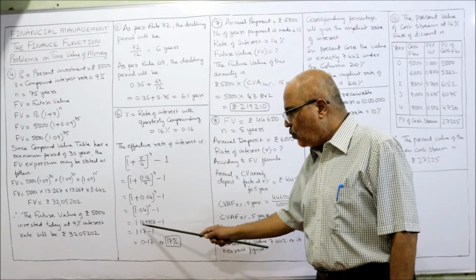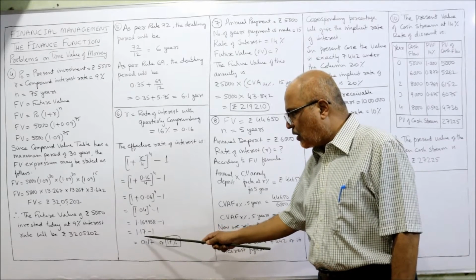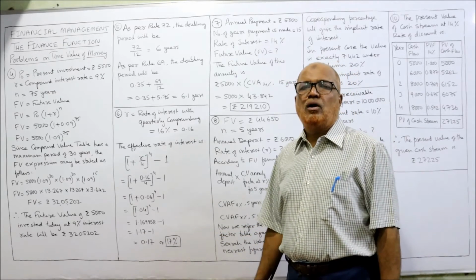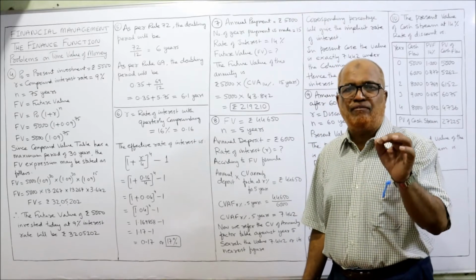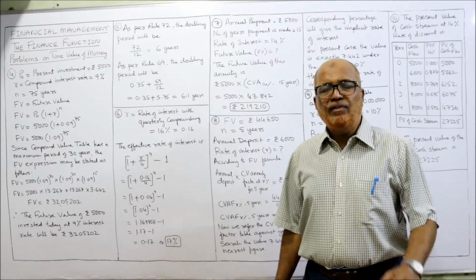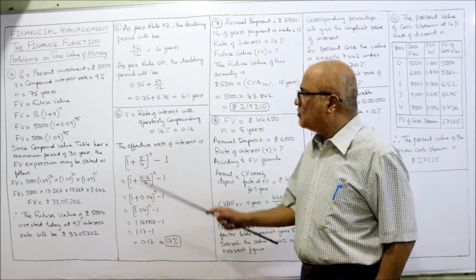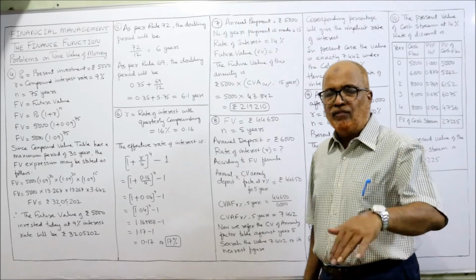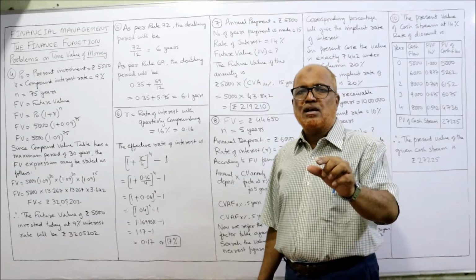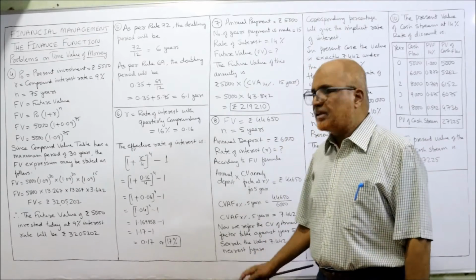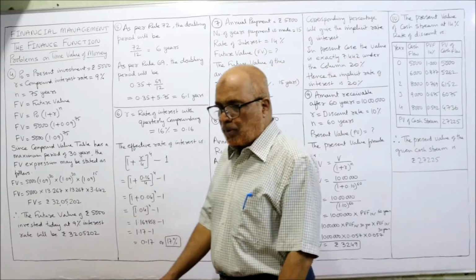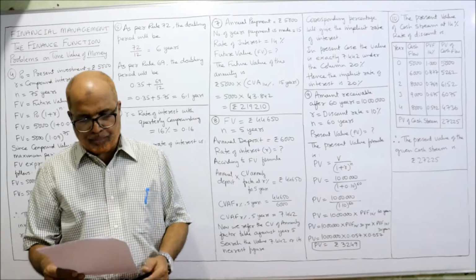If you round off, 1.16986 can be rounded off to 1.17, minus 1 is 0.17, or simply we can say 17% is the effective rate of interest if it is compounded quarterly. If the rate of interest is calculated annually, it will be 16%. If the rate is compounded quarterly, the effective rate of interest comes to 17%. Sixth problem completed. Now seventh problem.